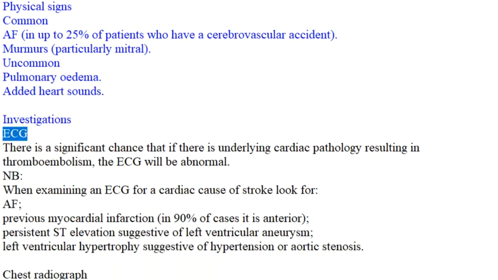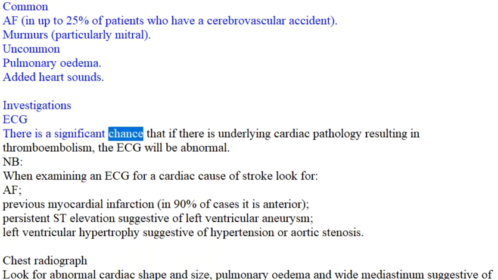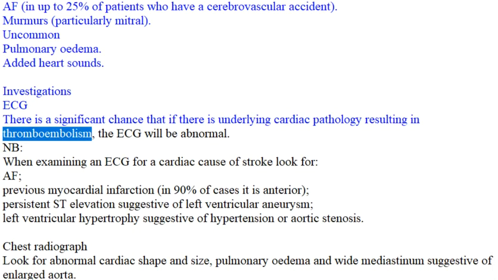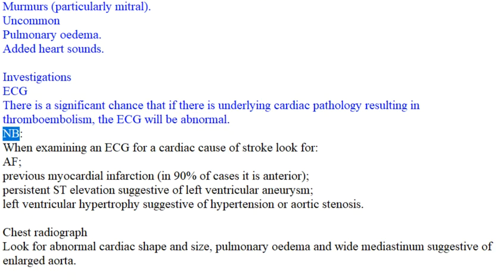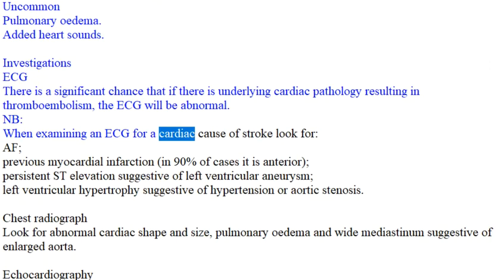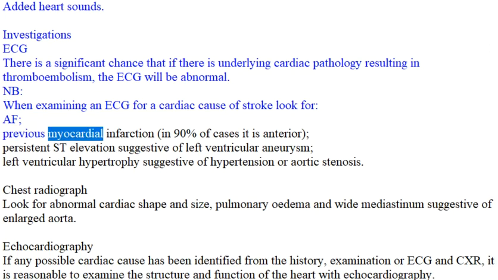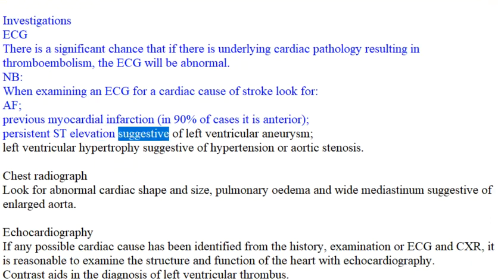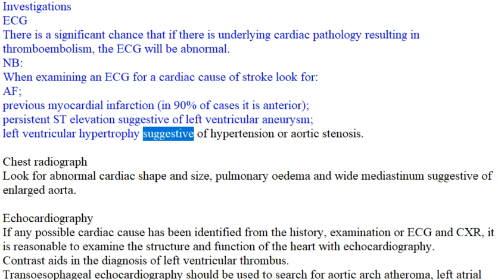Investigations. ECG. There is a significant chance that if there is underlying cardiac pathology resulting in thromboembolism, the ECG will be abnormal. NB. When examining an ECG for a cardiac cause of stroke, look for AF. Previous myocardial infarction. In 90% of cases it is anterior. Persistent ST elevation suggestive of left ventricular aneurysm. Left ventricular hypertrophy suggestive of hypertension or aortic stenosis.